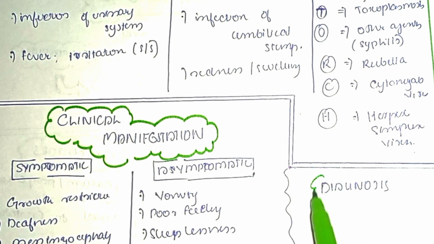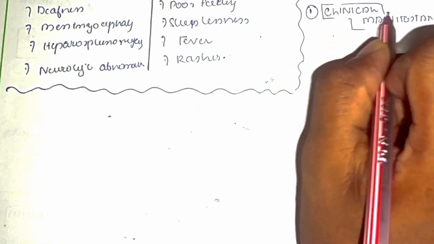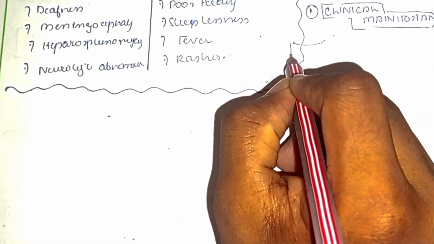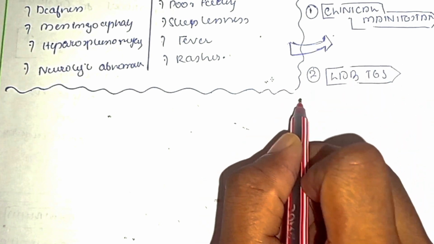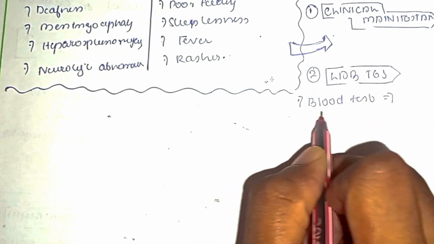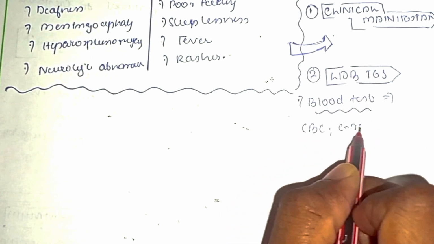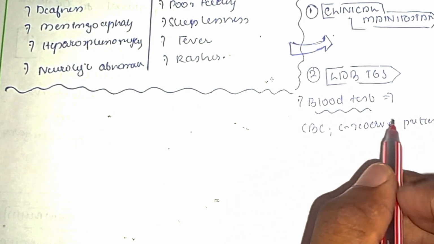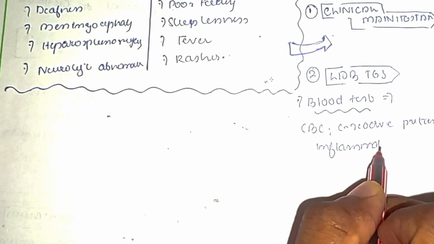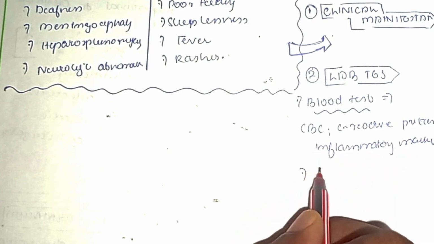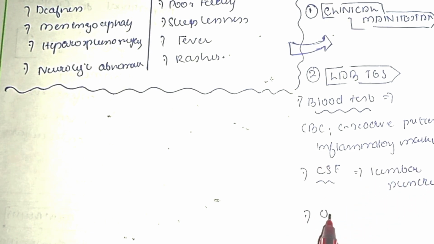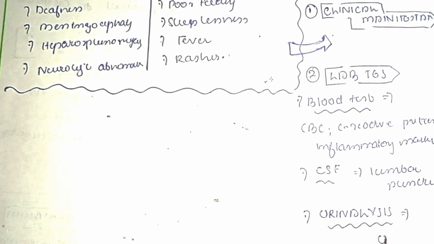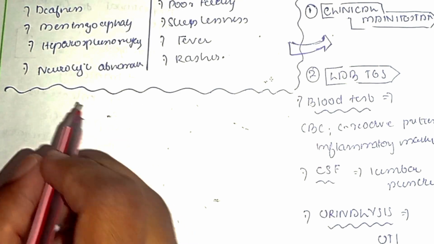So next is the diagnosis of the neonatal infections. The first one is the clinical manifestation itself, as we have told before. The second one is the lab test, mainly blood test, CSF, and urine analysis. In the blood test, we have learned about the CBC, complete blood count, and the C-reactive protein test, and inflammatory markers are also used for identifying any type of infection in the blood. In the cerebrospinal fluid analysis, that is CSF analysis, we mainly use the lumbar puncture for identifying the infection. And urine analysis is used for the identification of urinary tract infections.